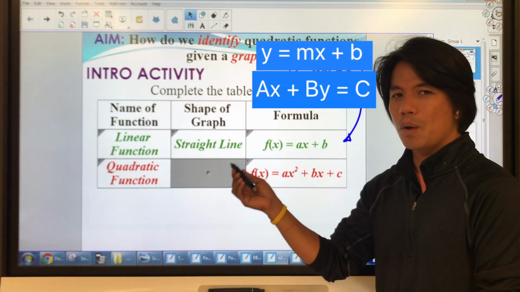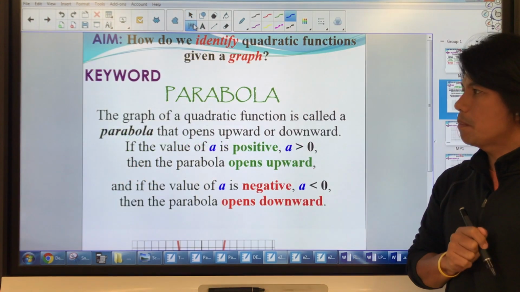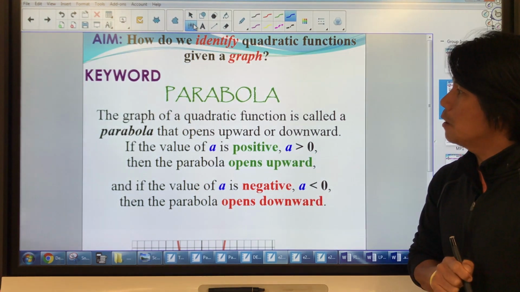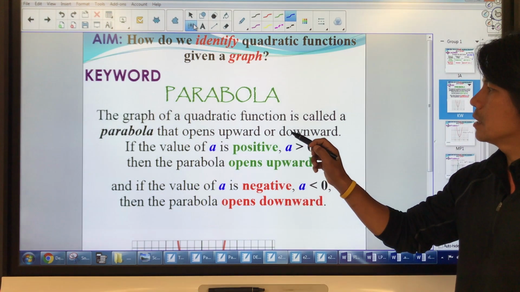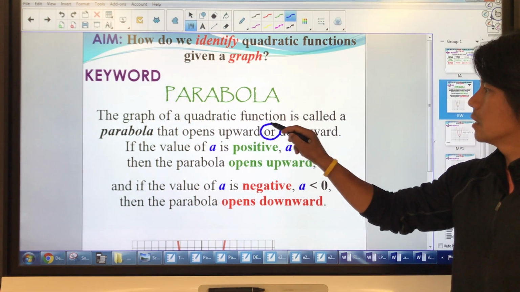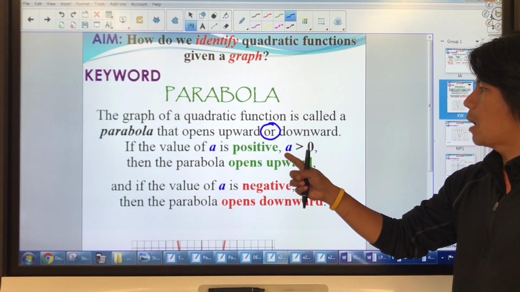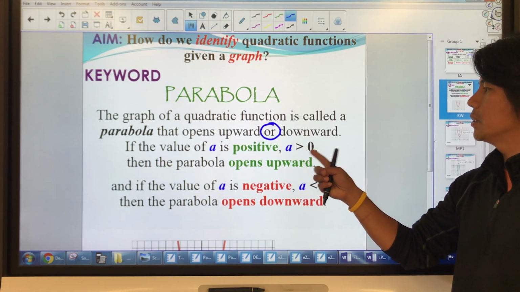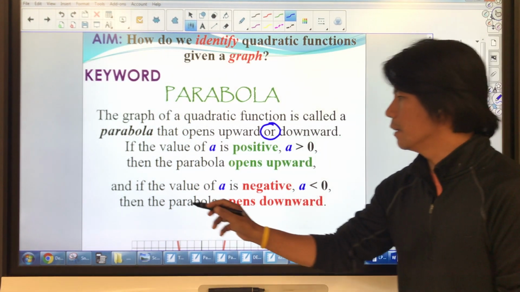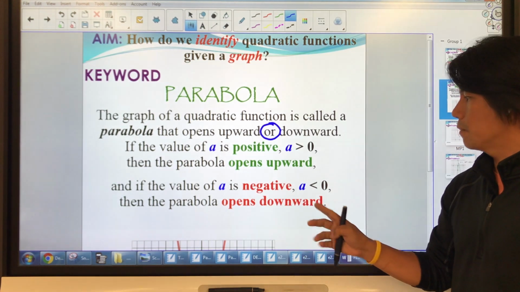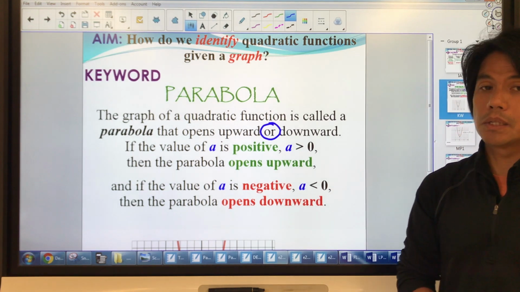Now how about the graph? Is it a straight line as well? No, it's called a parabola. What is a parabola? The graph of a quadratic function is called a parabola that opens upward, or, it's very important, or downward. If the value of a is positive, which in symbol a is greater than 0, then the parabola opens upward. And if the value a is negative, in symbol a is less than 0, then the parabola opens downward.